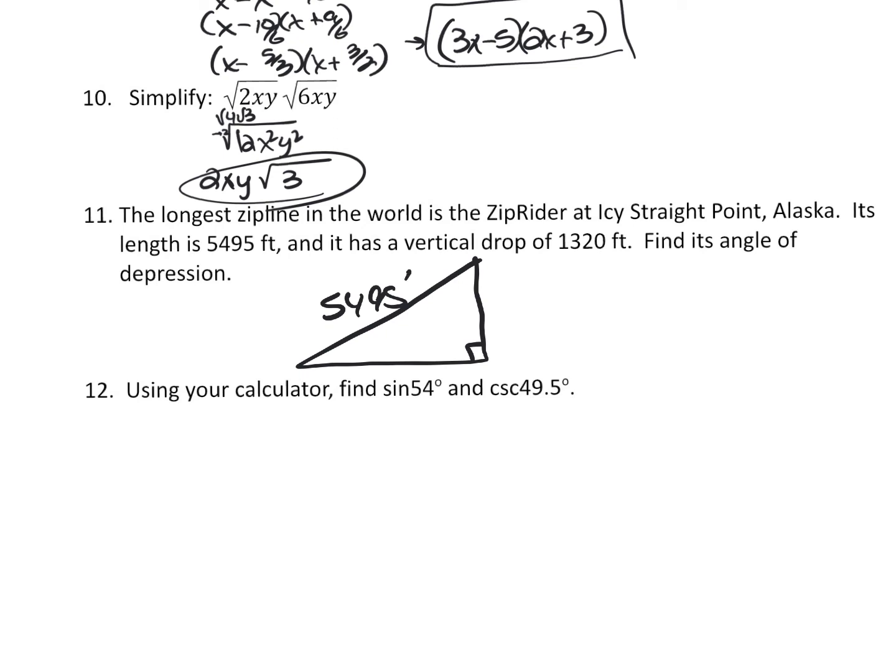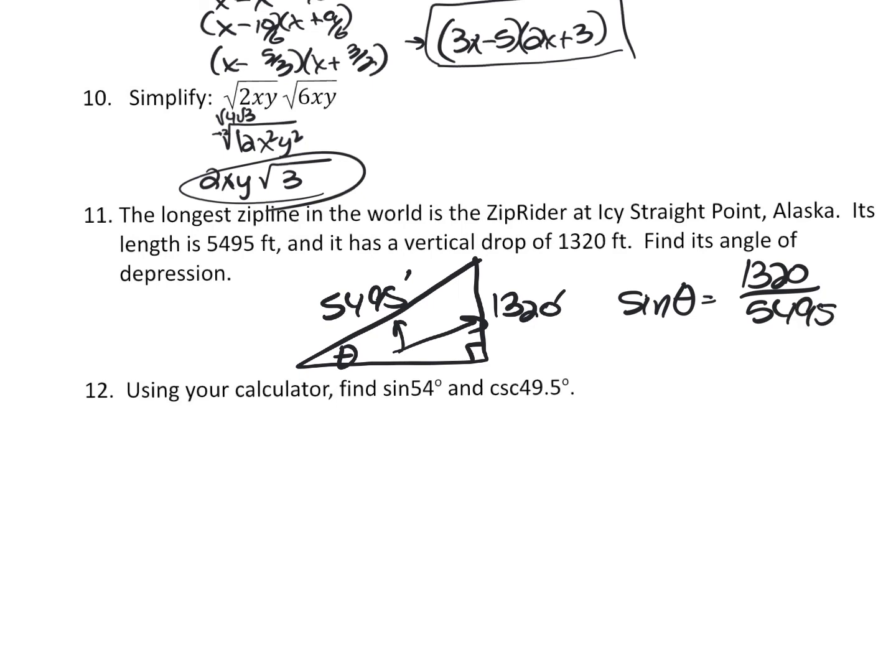The vertical drop, which is this side, is 13.20 feet. It says find its angle of depression or elevation. Remember that angle must touch the horizontal, so I'm going to go right there. So I'm looking at what I've got here. That side is the opposite leg. That is the hypotenuse. So we're going to do sine of the angle is the opposite over the hypotenuse.